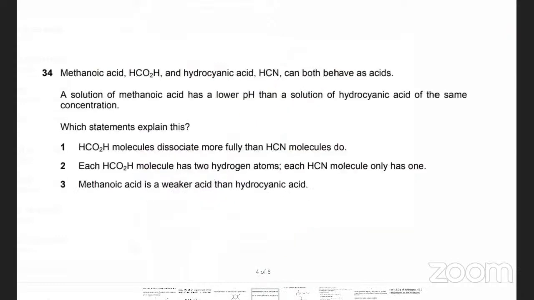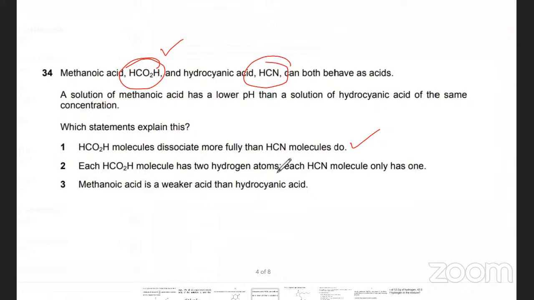So the next one is methanoic acid and HCN, which can both behave as acids. A solution of methanoic acid has a lower pH than a solution of HCN. So more ionization for this one, less ionization for this one. Methanoic acid molecules dissociate more fully than HCN molecules. The first statement is true. More dissociation, it's a stronger acid.